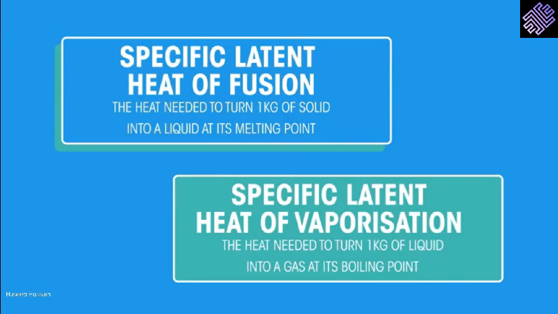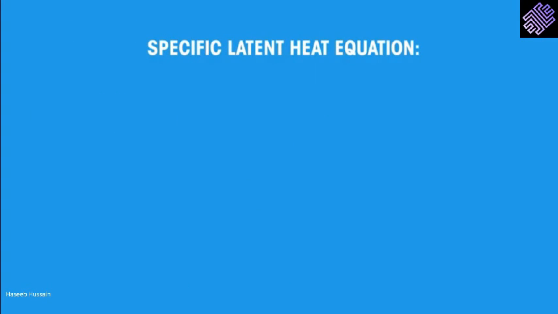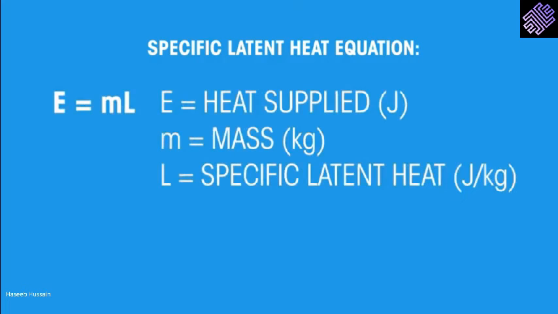It is important to associate the correct specific latent heat to the particular change of state. Now let's look at the maths. To calculate specific latent heat, we use this equation. E equals m multiplied by L, where E is the energy supplied in joules, m is the mass in kilograms, and L is the specific latent heat measured in joules per kilogram. This formula can be rearranged. The units of specific latent heat are joules per kilogram.